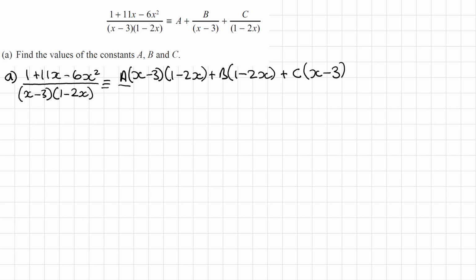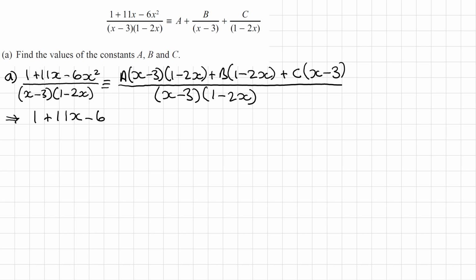Now all of these terms will have the same denominator, and that denominator will be x minus 3, 1 minus 2x. Now if the denominators are the same, it means that the numerators are the same. So 1 plus 11x minus 6x squared is equivalent to A(x minus 3)(1 minus 2x), plus B(1 minus 2x), plus C(x minus 3).